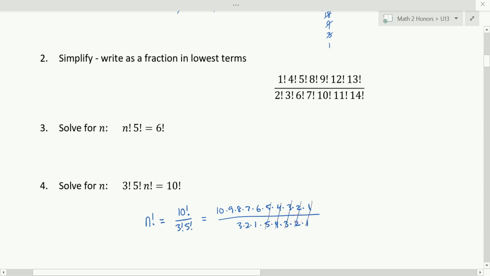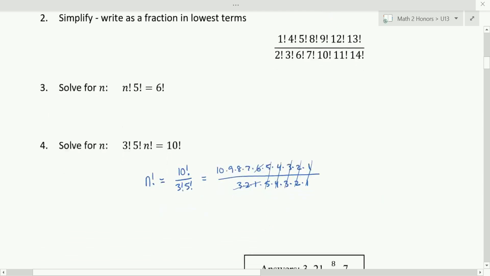3 times 2 is 6. So 3 times 2 times 1 is 6. So that can reduce 6. So now I get n factorial is equal to 10 times 9 times 8 times 7. Okay.